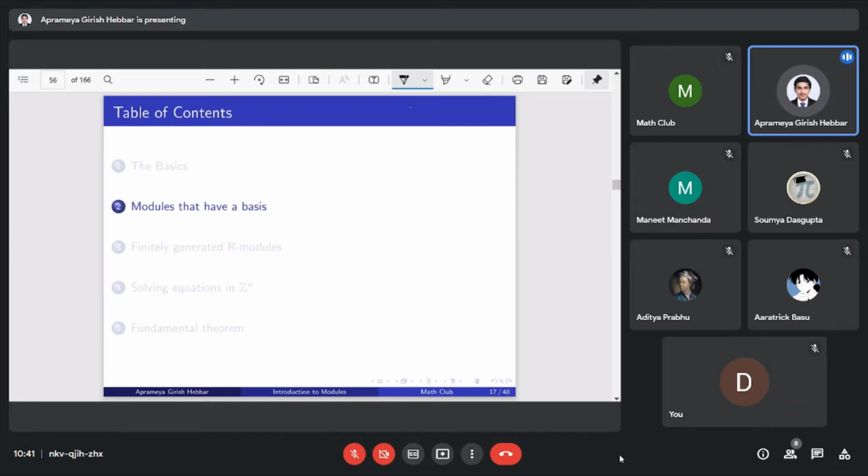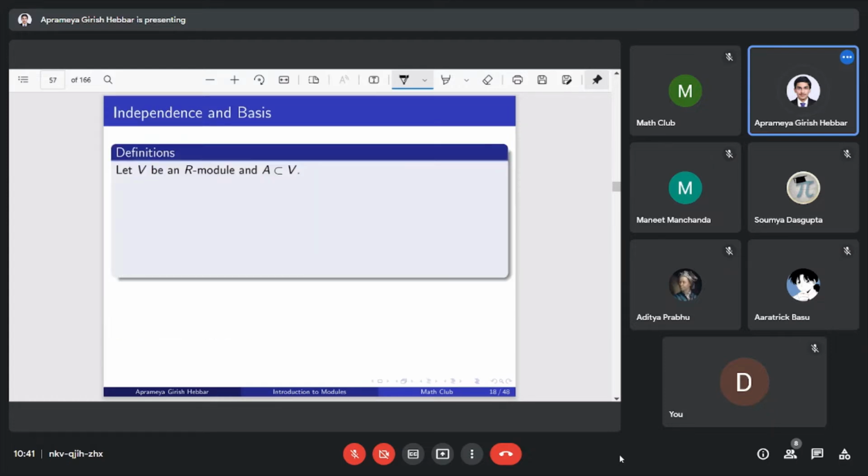Now let us study a basic type of module. We want to ask the question: does every module have a basis? Let's see. First of all, we need to make sense of a basis. What is a basis? We also haven't thought about the definition of linear independence.